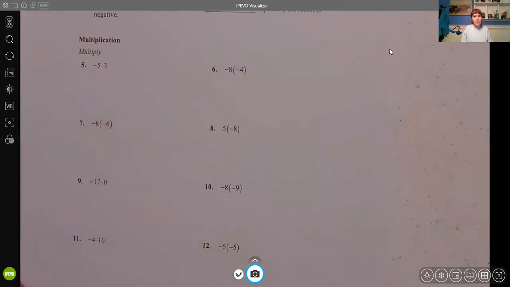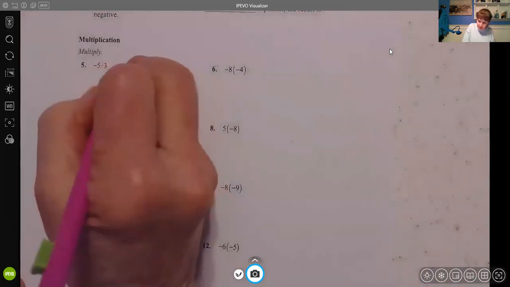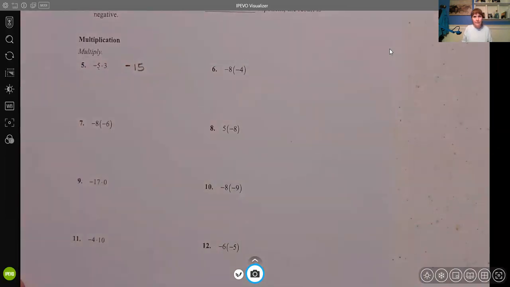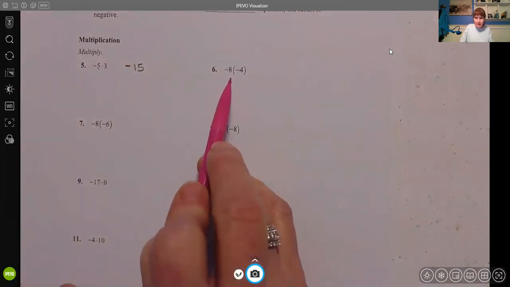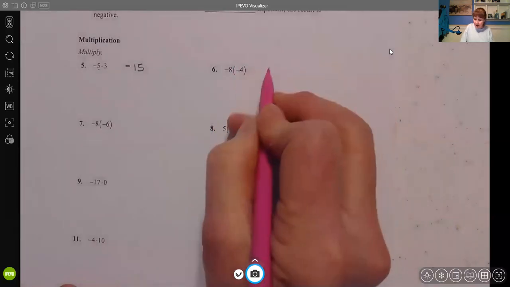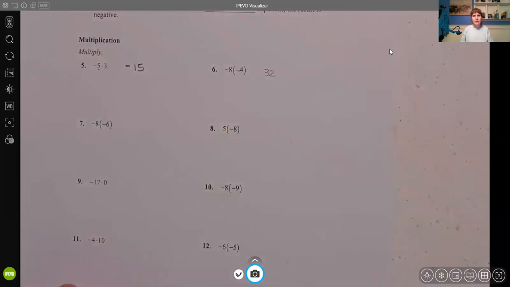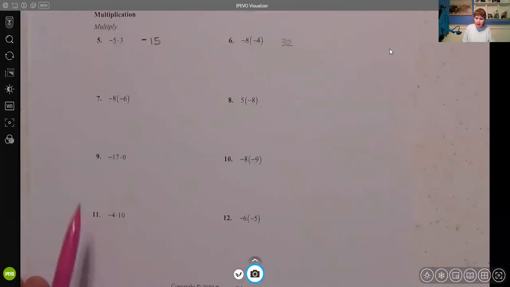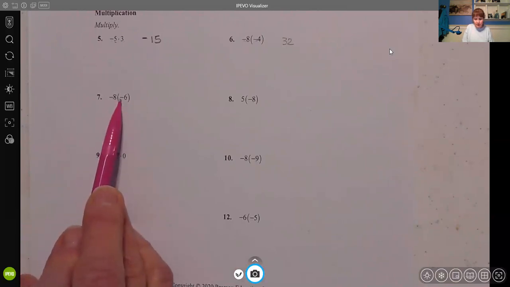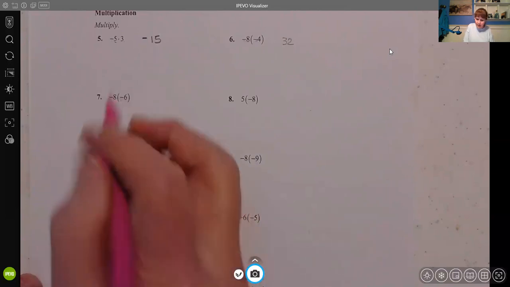We have 1 negative. 1 is odd. So we know our answer will be negative 15 when I multiply them together. Good. Here on number 6, I have 2 negatives. 2 is even. Even means positive, so you'll have positive 32. If you have an even number, 1, 2, it's positive. Here, number 7, count the negatives. 1, 2. 2 is an even number, so it'll be positive 48.